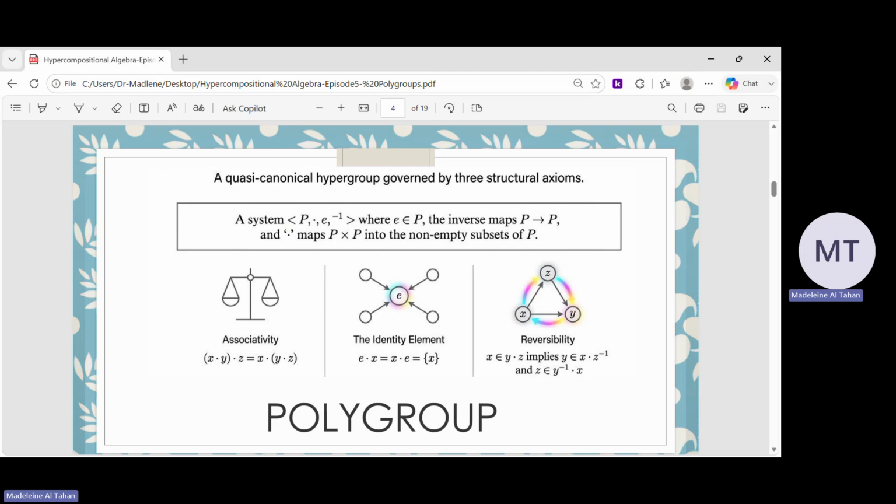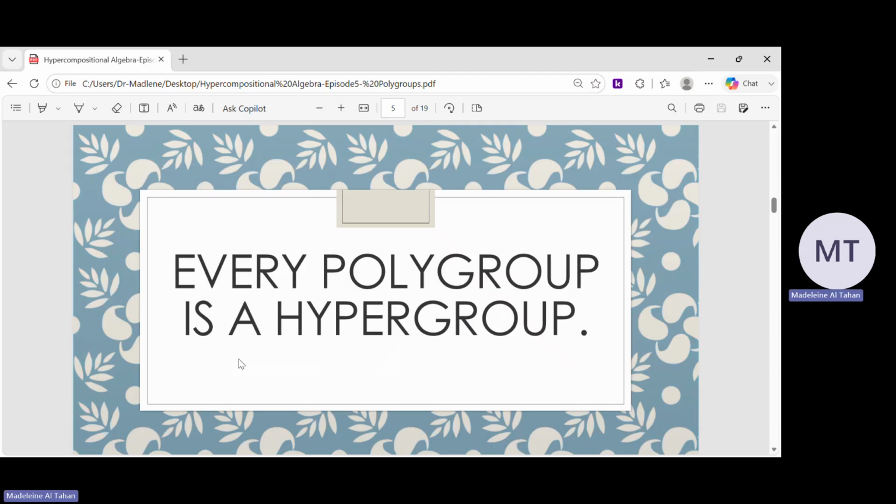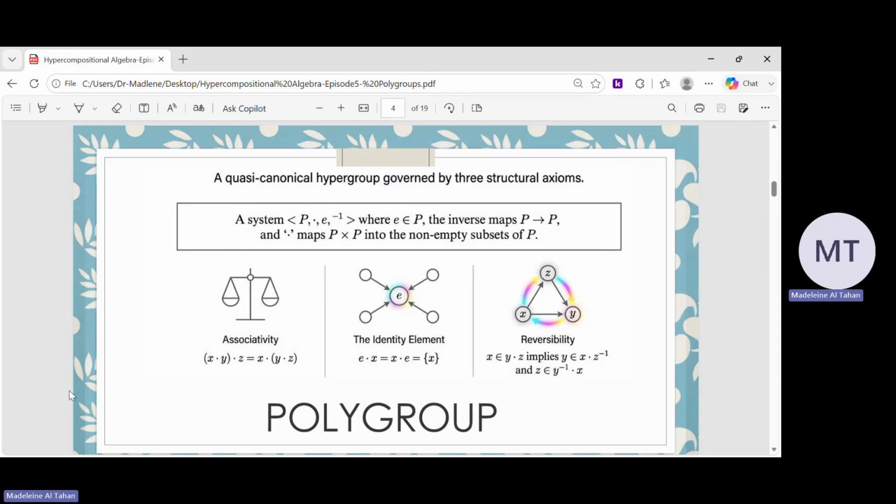Notice that every polygroup is a hypergroup, but not every hypergroup is necessarily a polygroup. And shortly, we will give a counterexample on this. Take your time to read the formal definition presented on this slide and pay particular attention to the role of the identity element and the inverses. So we're saying here that every polygroup is a hypergroup. And in a hypergroup, we have only the associativity and the reproduction axiom. And the reproduction axiom here, we can easily show it from the identity.